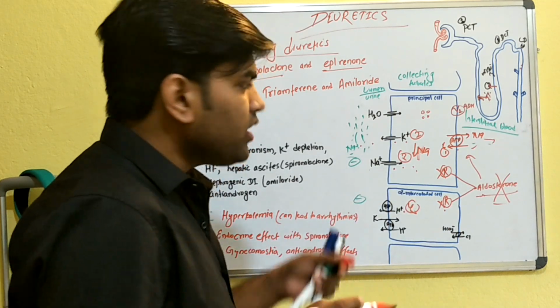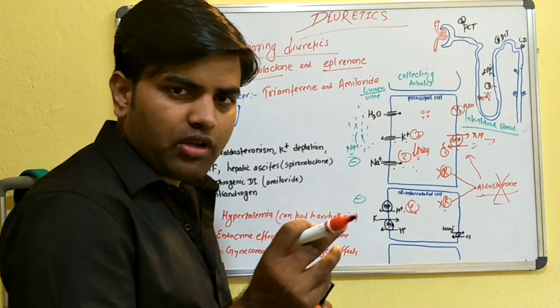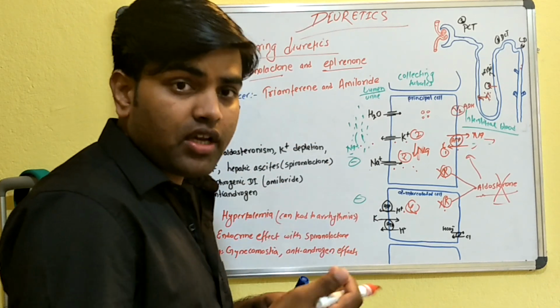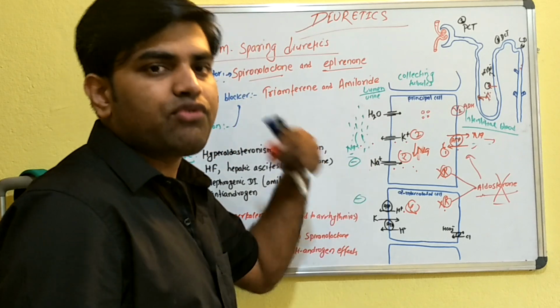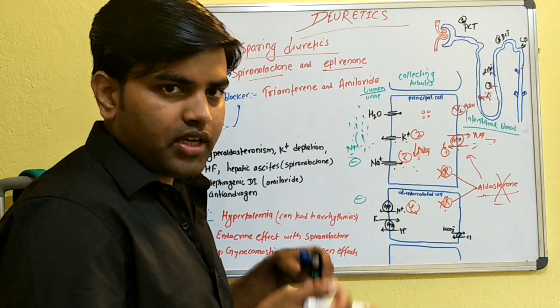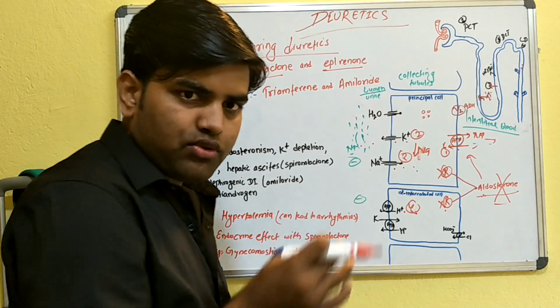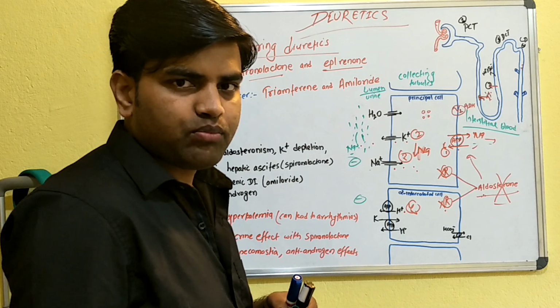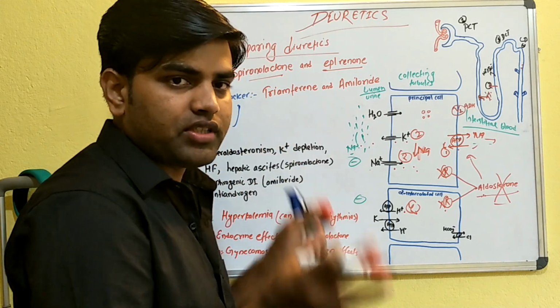Although you have to know that this diuresis is a very small amount, so we will use these diuretics in combination with other, like high ceiling and medium ceiling diuretics, that is loop diuretics and thiazide group of diuretics. In combination, what will happen? Diuresis will be enhanced, plus they will prevent complications like hypokalemia. Okay, that is the major thing you have to understand.